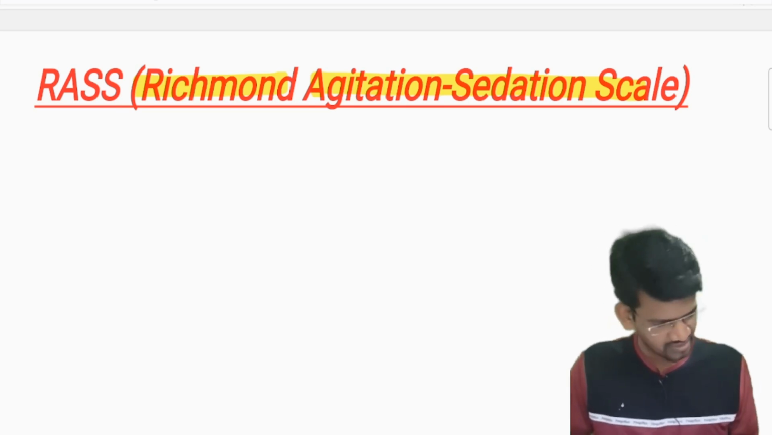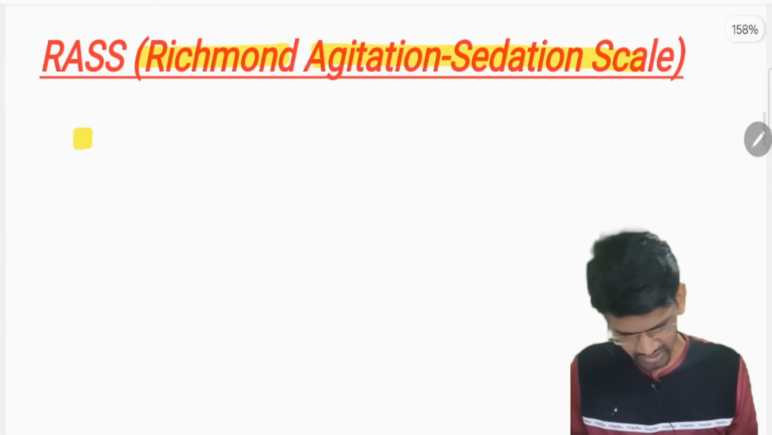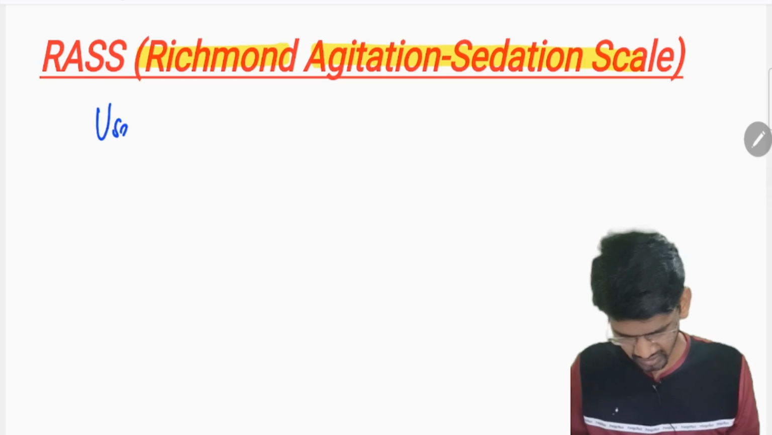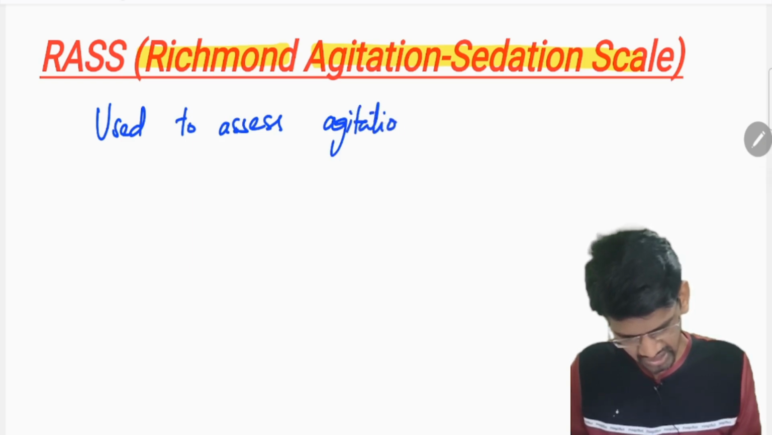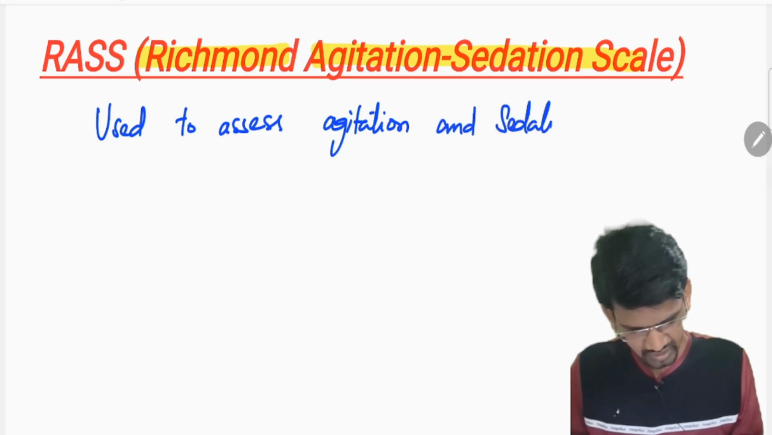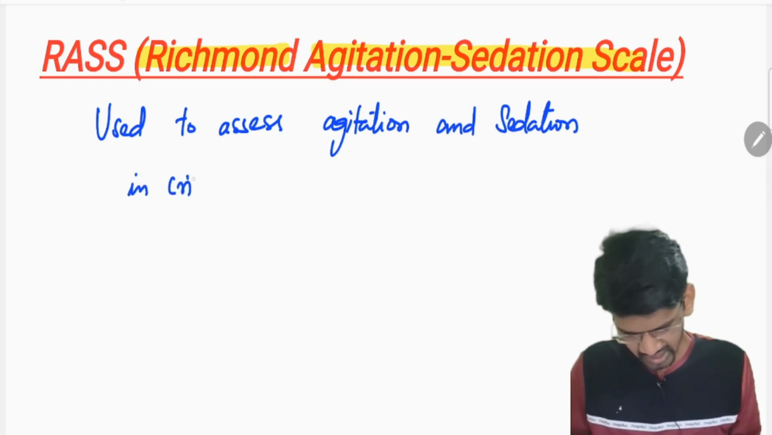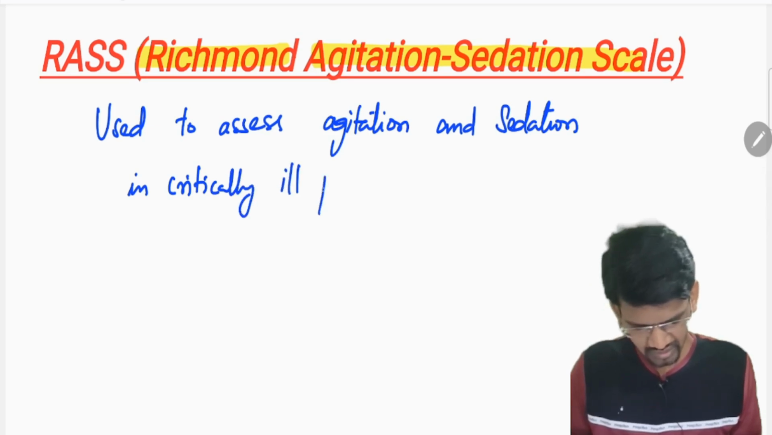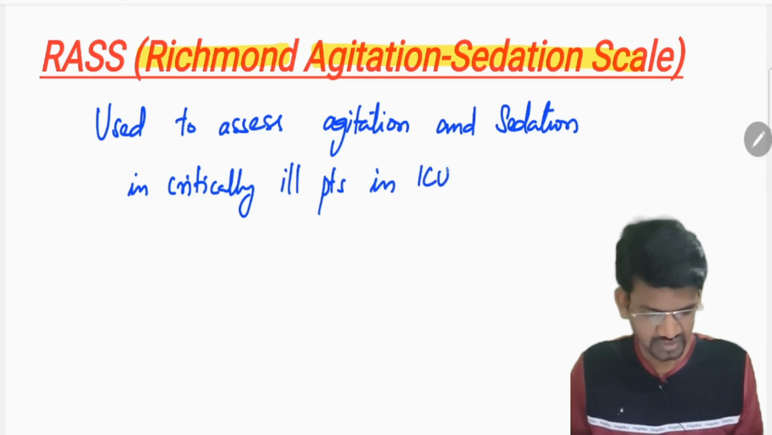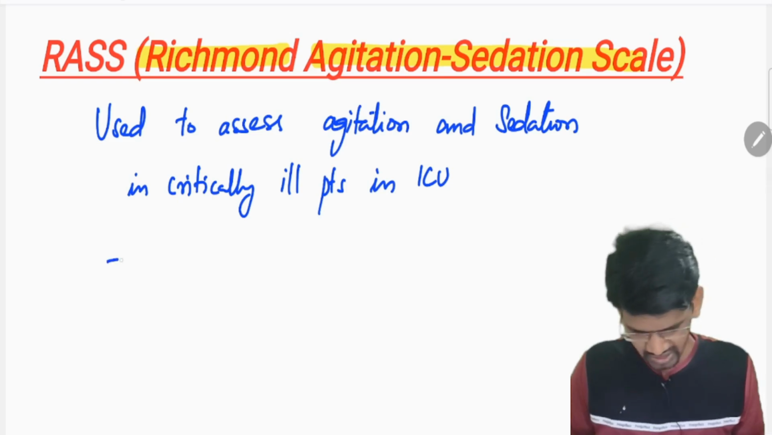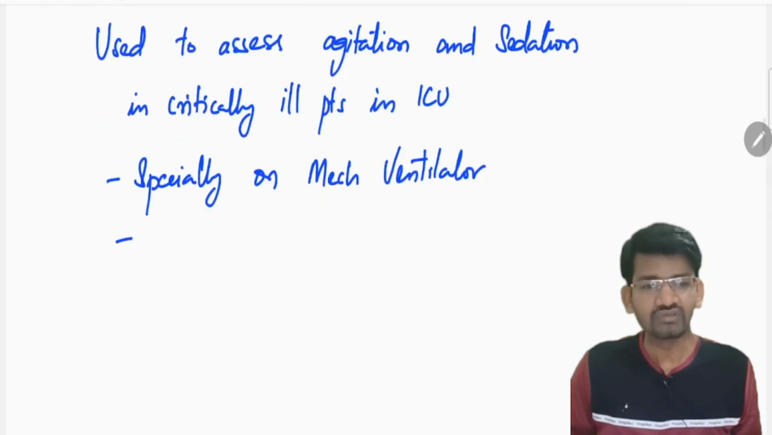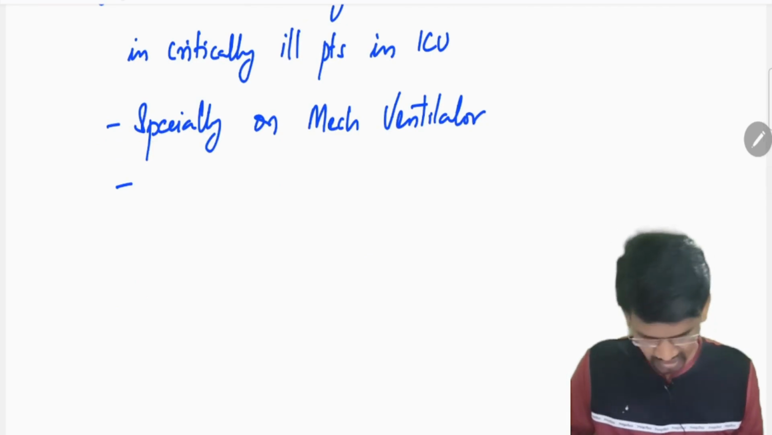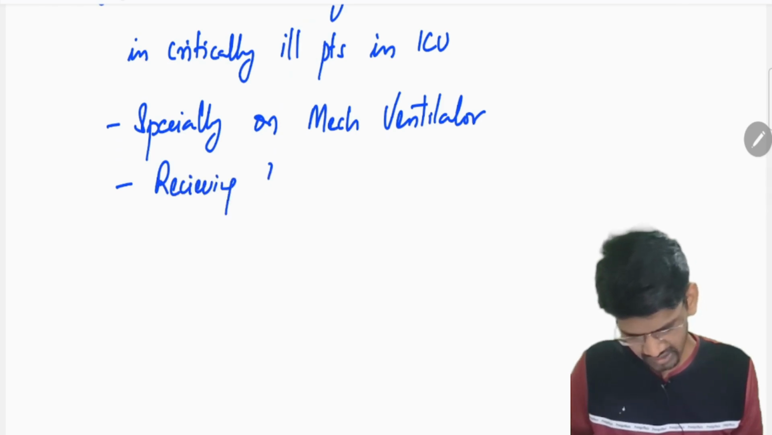So what is this scale? This is used to assess agitation and sedation in critically ill patients in the ICU setup, especially on a mechanical ventilator, and for the patients who are receiving sedatives, or the patients who are receiving sedations.